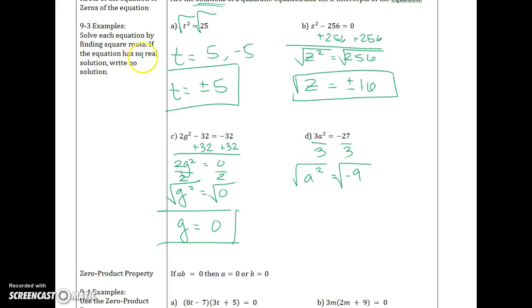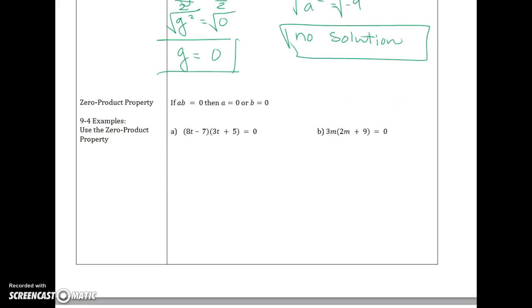This is where they're talking about this here. No real solution. So I'm just going to say no solution. Sneak peek, spoiler alert. In Algebra 2 Honors and Algebra 2, this does have a solution. It's an imaginary number, but we are only going to deal with the real ones here.